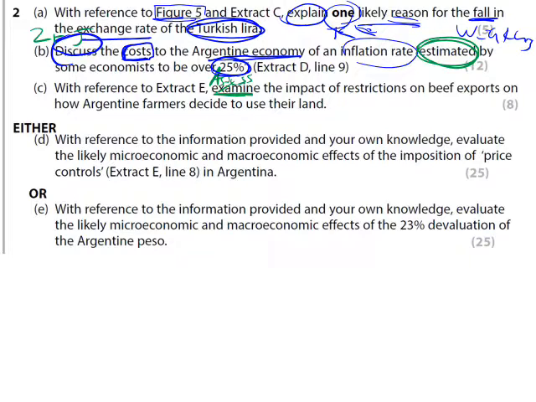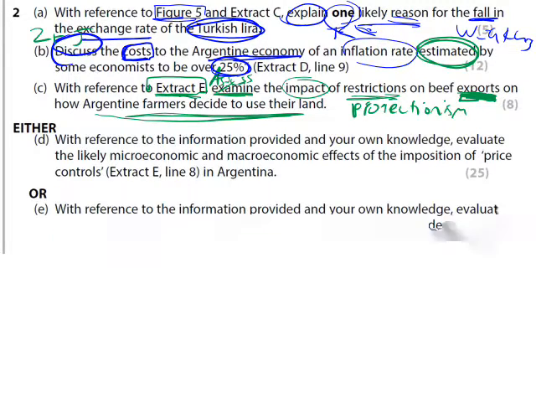So one way that we can get that level 3 evaluation is to be critical of the information we're given. The last question here in the case study section, with reference to extract E, so we're looking for some application from extract E, assess or examine 2 sides, the impact, so positive and negative impacts of restrictions, so they are restricting. Another way of saying that would be protectionism. So again, we could annotate this just to remind us of the topic on beef exports, and the key part here is the word exports, as most of the protectionism we've looked at has been on imports. This is going to be a little bit different. So there's restrictions on beef exports, on how Argentine farmers decide to use their land.